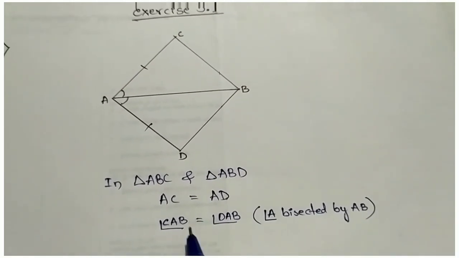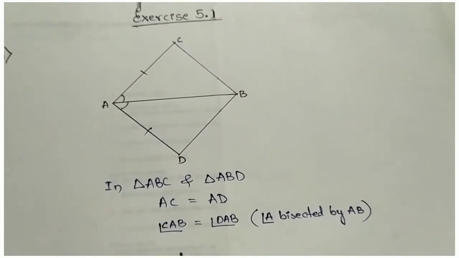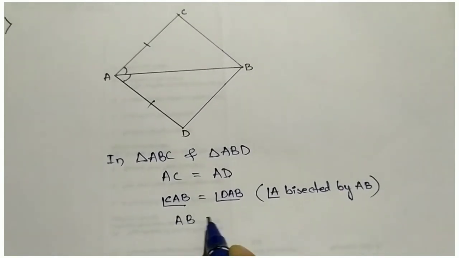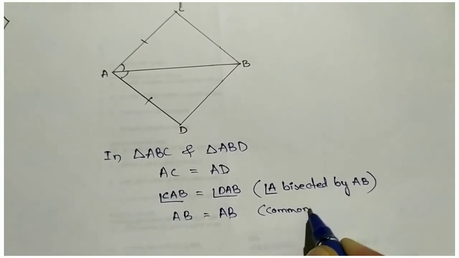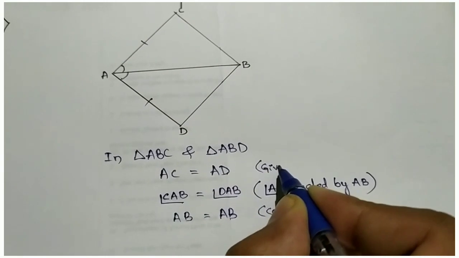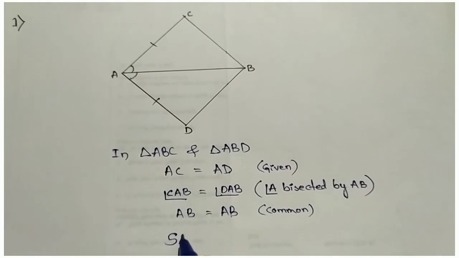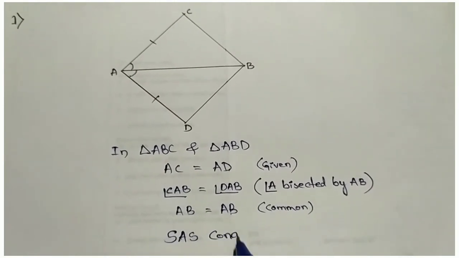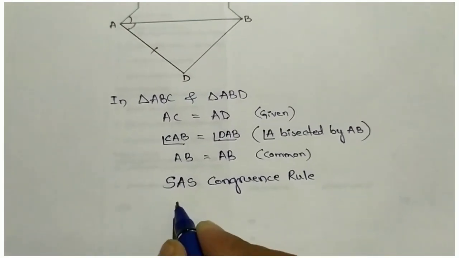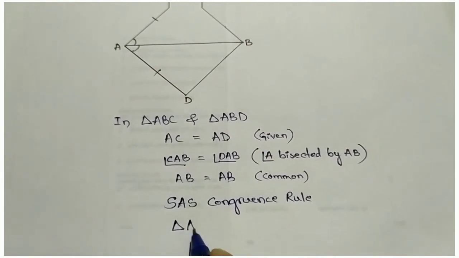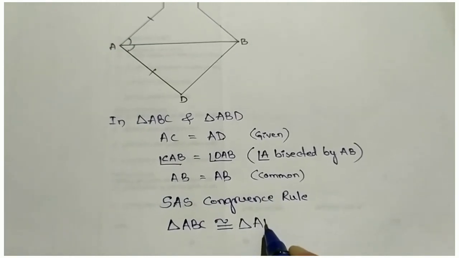Another side we are getting, which is that AB is common on both sides. So AB equal to AB. Here you have to write common, and first one is given. See here, side angle side congruence rule. Triangle ABC is congruent to triangle ABD.